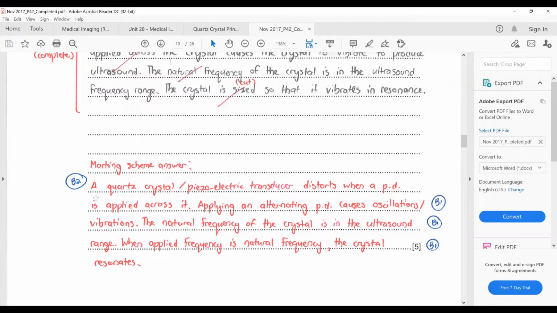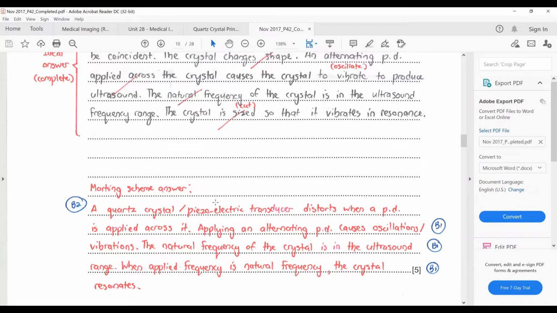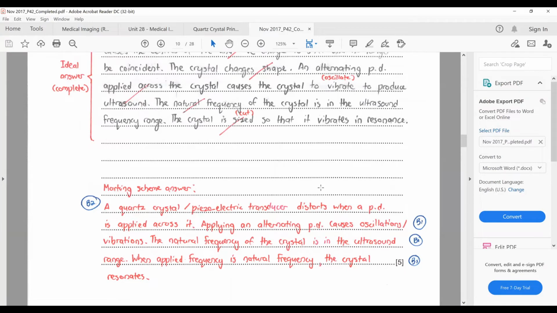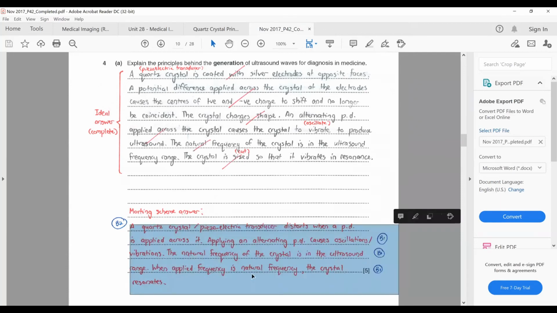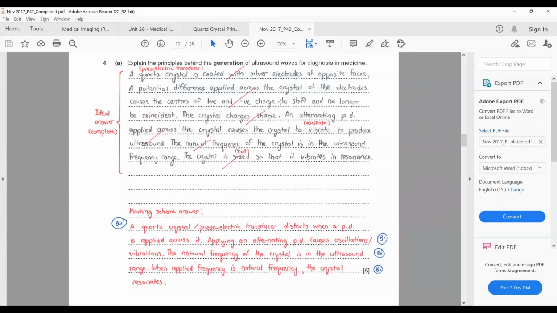If you don't want to talk about that, it will be this one. A quartz crystal will distort when you apply a PD across it. Applying alternating PD causes oscillations or vibrations. The natural frequency of the crystal is in the ultrasound range. When the applied frequency is the natural frequency, the crystal will start to resonate. There are two variations of the answer. This one is a more complete one, but this is the shortened version of it. So it's up to you which one you want.